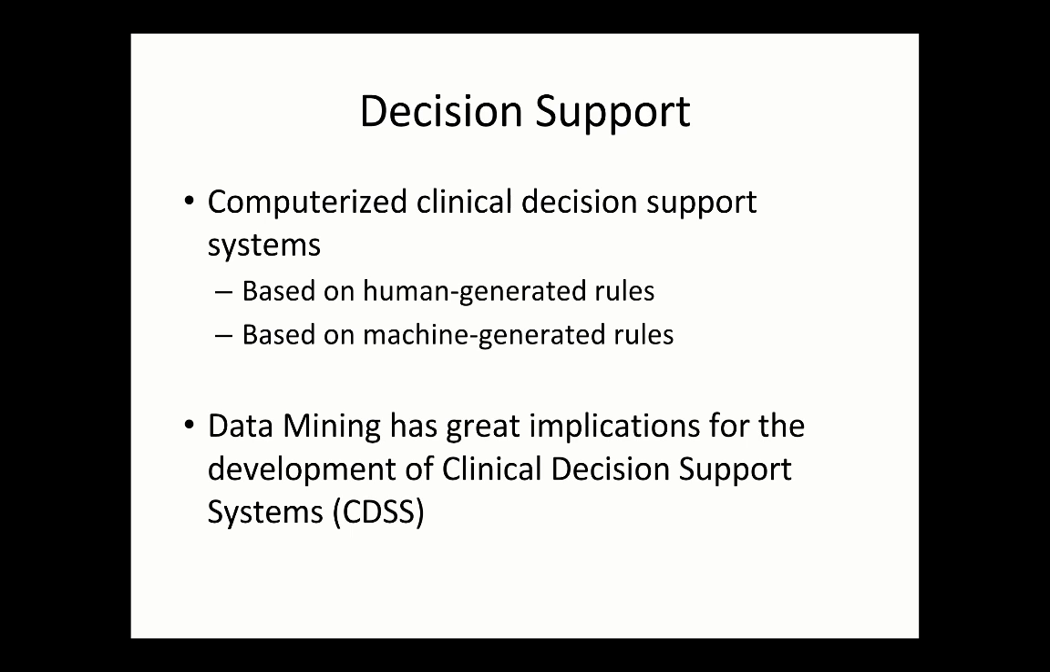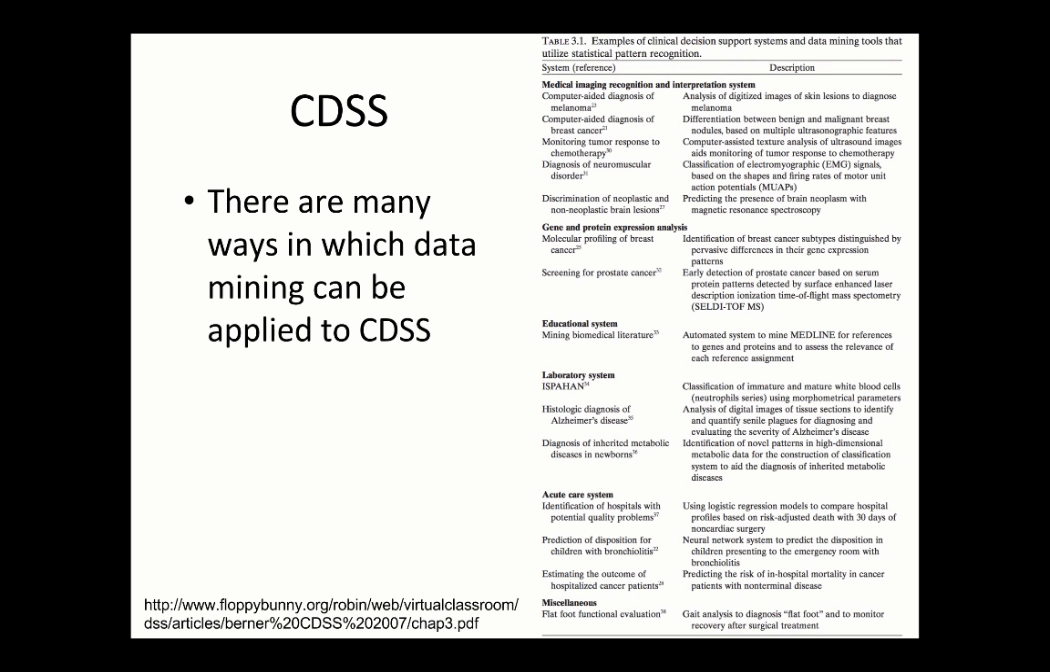Another type of decision support are based on rules that are generated by a machine or computer. This is where data mining algorithms can be adopted. For example, based on patients' clinical history and recent lab results, a machine-generated rule might be triggered to indicate to the provider that this patient has a higher likelihood of having cervical cancer. Therefore, the provider may suggest additional screening for the patient. This is where data mining has great implications for the development of clinical decision support systems.